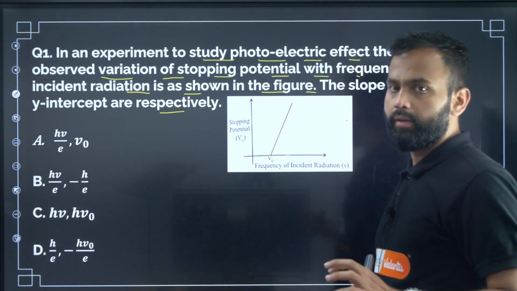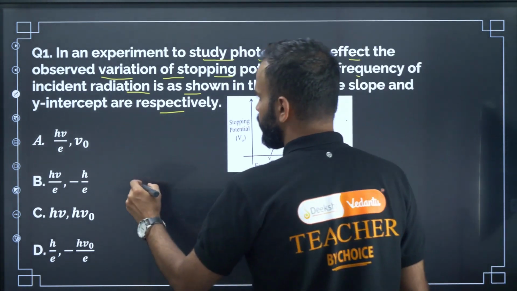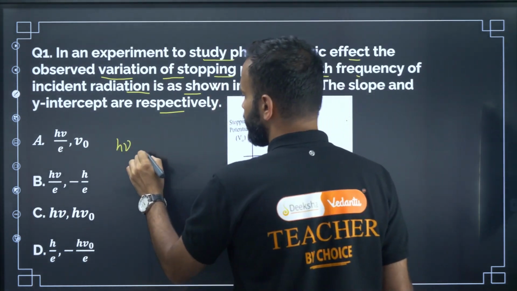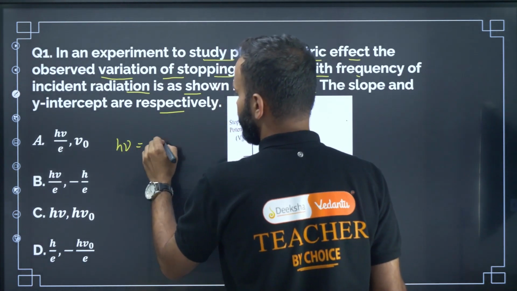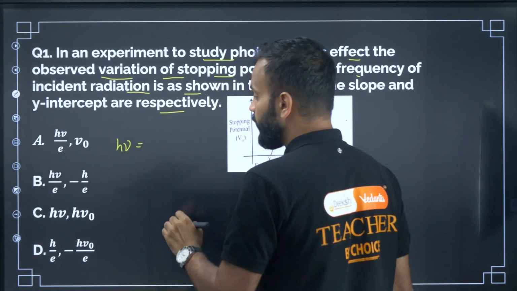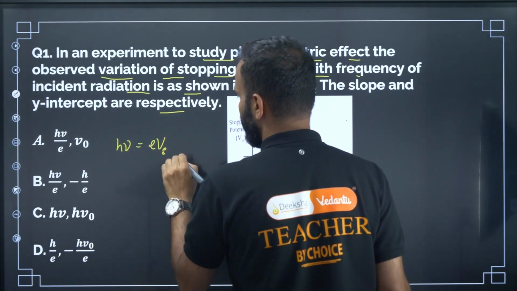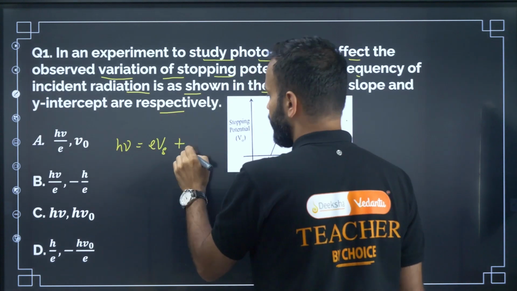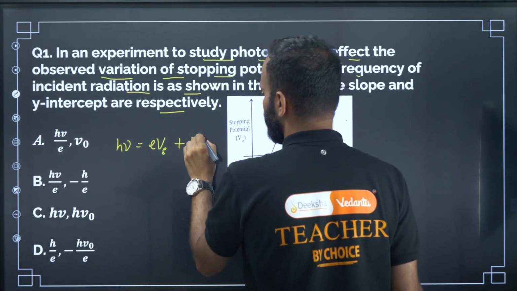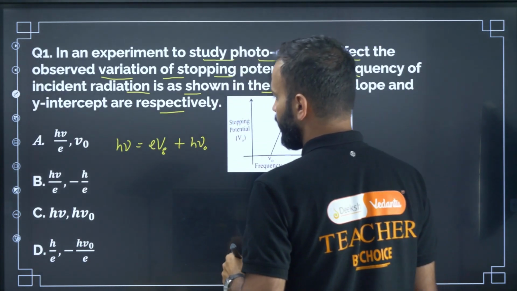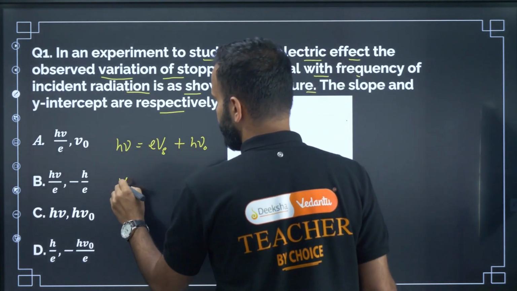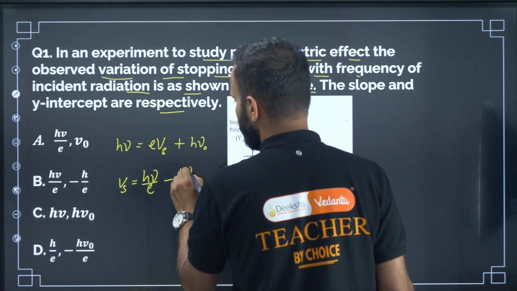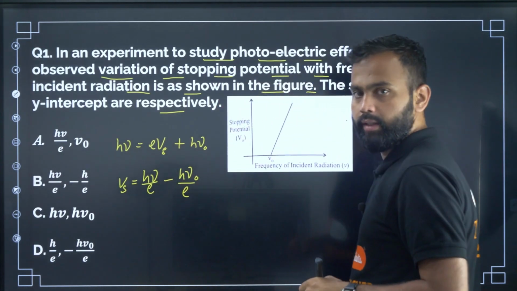First, let us write the photoelectric equation. h nu, that is the energy of the incident photon, is equal to the maximum kinetic energy of the photoelectron, that is e Vs, plus the work function. Work function is h nu naught, where nu naught is the threshold frequency. Now I can write this equation as Vs equal to h nu divided by e minus h nu naught divided by e.